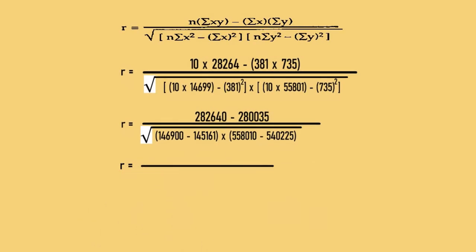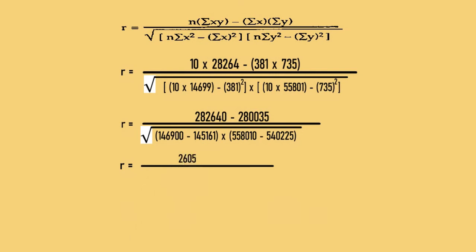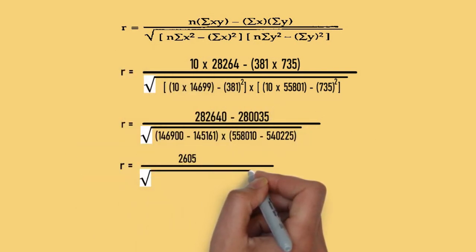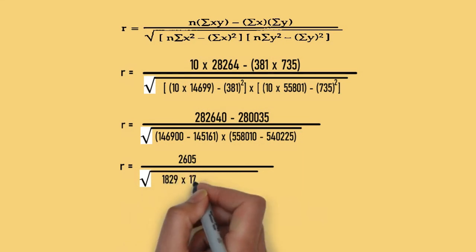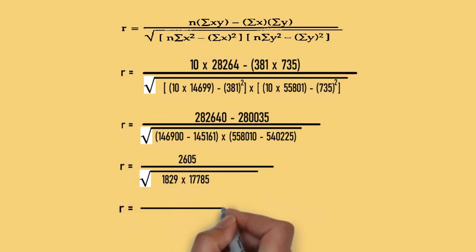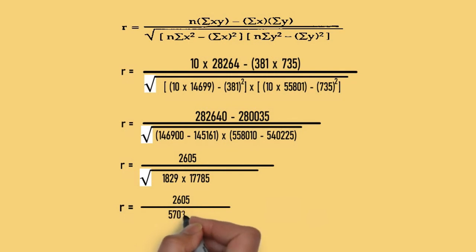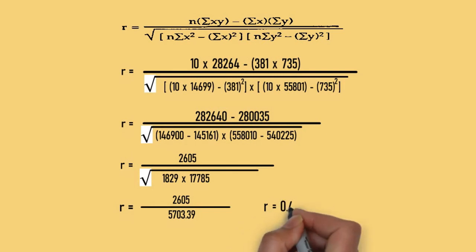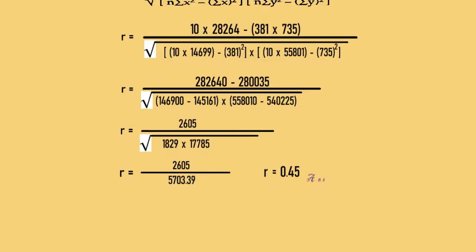Next, R equals 282640 minus 280035 is 2605. Then 146990 minus 145161 is 1829, and 558010 minus 540225 is 17785. Okay, then R equals 2605 divided by the root over 1829 into 17785, which is 5703.39. So R is 0.45, and the coefficient of correlation between the two variables, 0.45, is the answer.